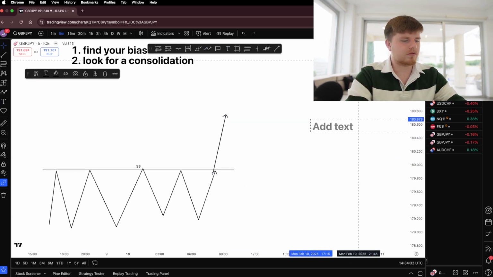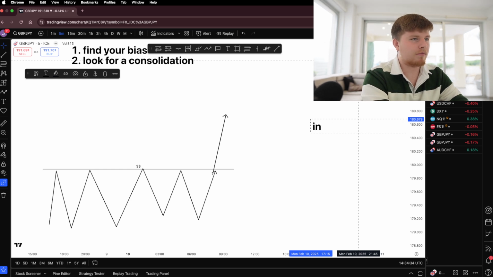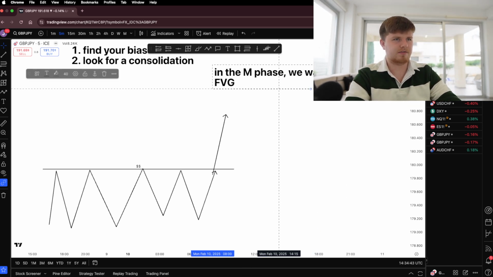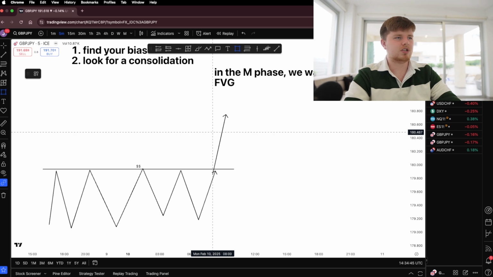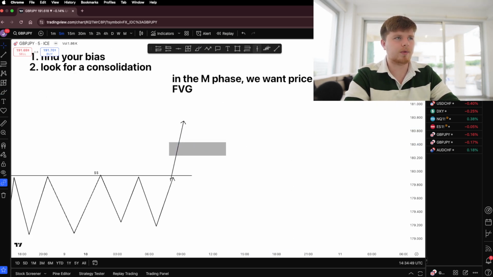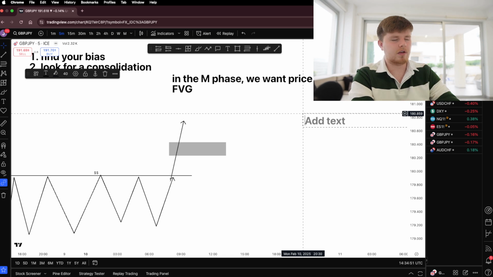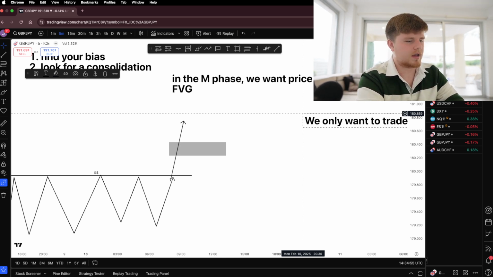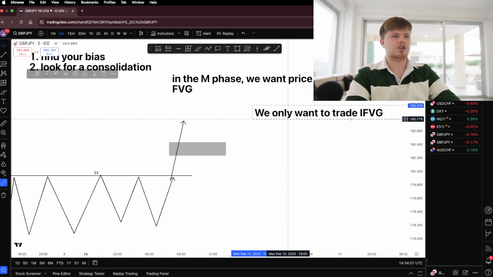And this is important. In the manipulation phase, in the M phase, we want price to form a fair value gap, okay? We want price to form a fair value gap. So in this manipulation, you see, we form a fair value gap. Then all we want to do, as we went over in the first video, I think, is only trade IFVGs. Why do we only want to trade IFVGs?